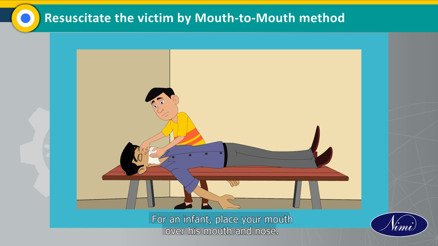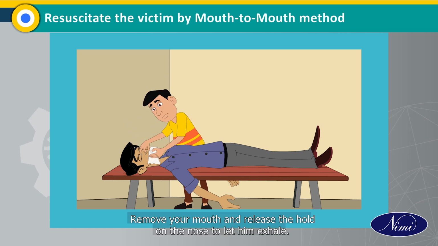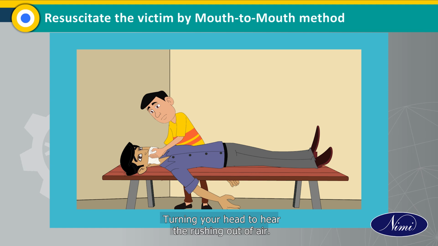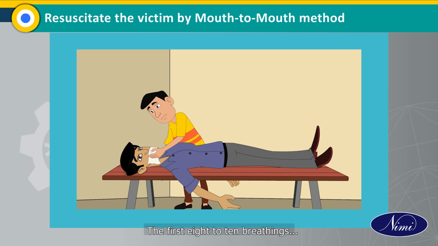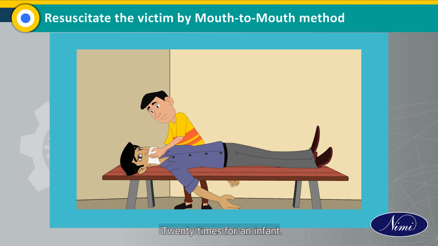For an infant, place your mouth over his mouth and nose. Blow into the victim's mouth gently, in case of an infant, until his chest rises. Remove your mouth and release the hold on the nose to let him exhale, turning your head to hear the rushing out of air. The first 8 to 10 breaths should be as rapid as the victim responds. Thereafter, the rate should be slowed to about 12 times a minute, 20 times for an infant.